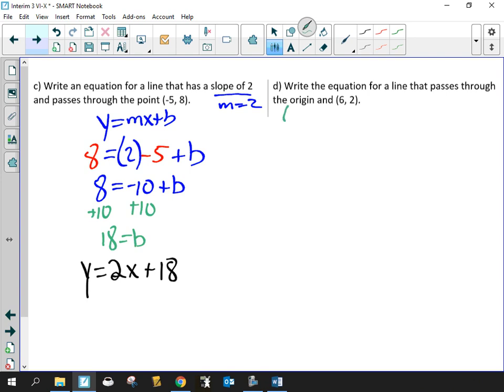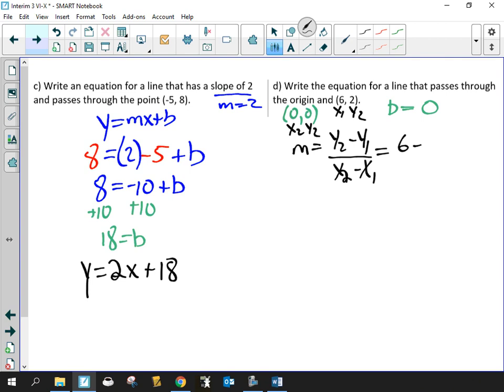Right here it says write the equation for a line that passes through the origin. Well, that gives me two pieces of information. It gives me a point on the line, and it tells me that the y-intercept is 0. So all I need to do is figure out the slope. There's a couple different ways you can attack this, but remember that slope equals the difference in y's over the difference in x's.